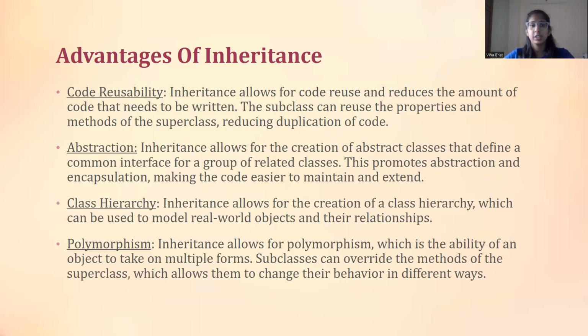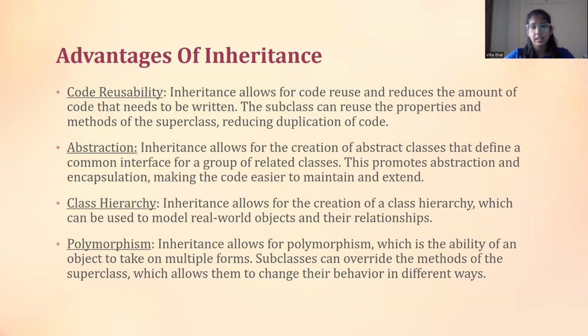Next is advantages of inheritance. This includes code reusability, as we saw above. It allows for code reuse and reduces the amount of code that needs to be written, as subclasses can reuse the properties and methods of the superclass. Next is abstraction. So inheritance allows for the creation of abstract classes that define a common interface for a group of related classes. This promotes abstraction and encapsulation, making the code easier to maintain and extend.